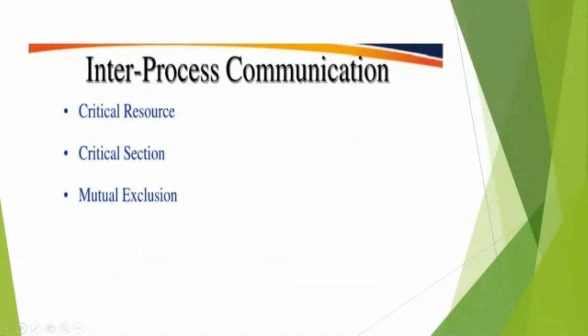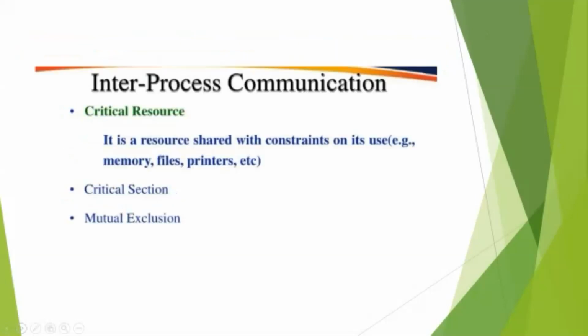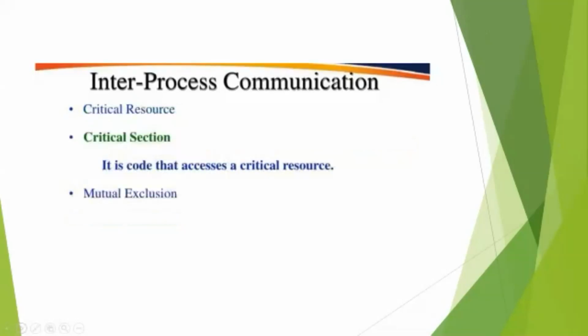Inter-process communication can be divided into three parts: critical resource, critical section, mutual exclusion. Critical resource is a resource shared with constraints on its use. Example: memory, files, printers, etc. That means if a process is using the memory, there are certain constraints also, that which area it can access or which area it cannot access. It is decided by the different privileges provided by the owner. Critical section is a new terminology for you all, I think. Critical section is code that accesses a critical resource.